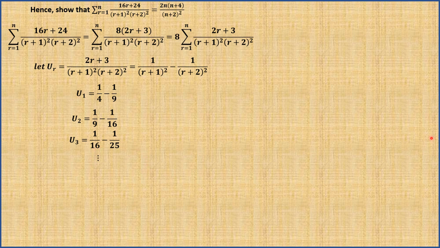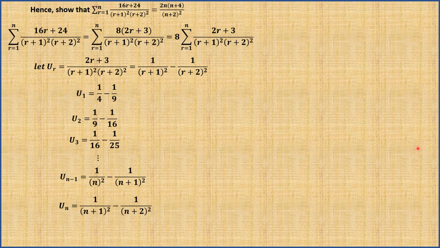We continue the process like that until we get to the point where r equals n. So before we get to n, we must pass through n minus 1, right? So u sub n minus 1, replace r by n minus 1 in this form. So n minus 1 plus 1 is n, that's squared, minus n minus 1 plus 2, which is n plus 1 squared. Now finally, we find u sub n by replacing r by n, because we are summing from r equals 1 to n.